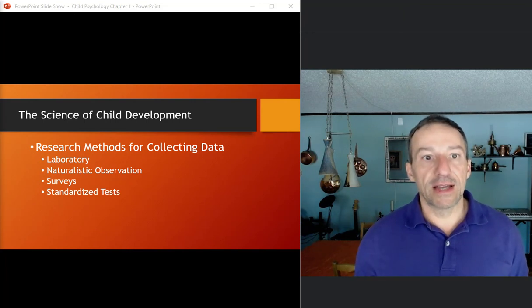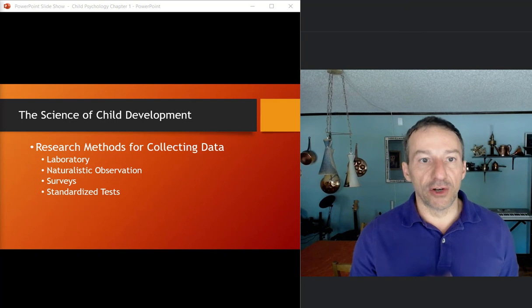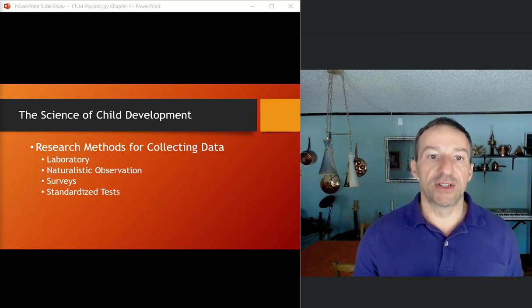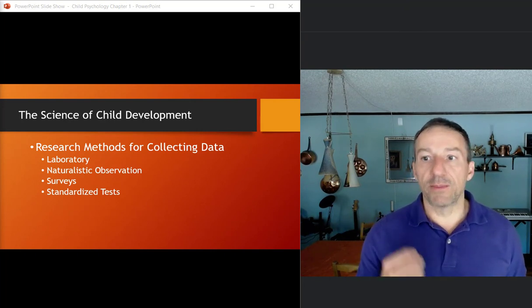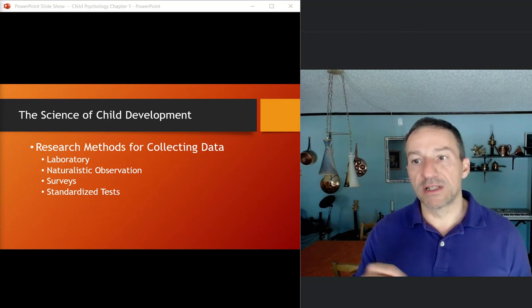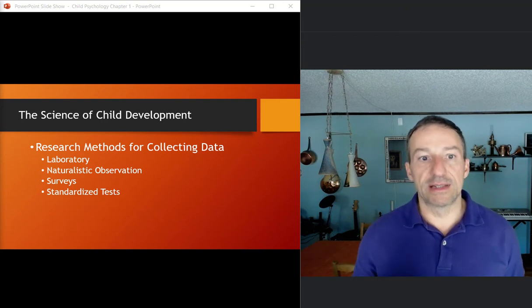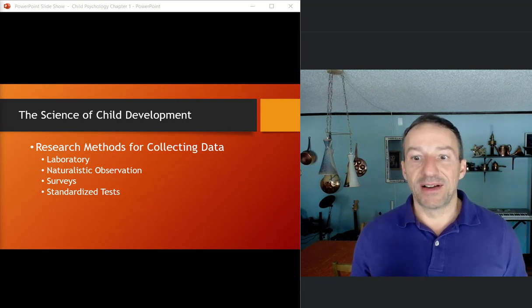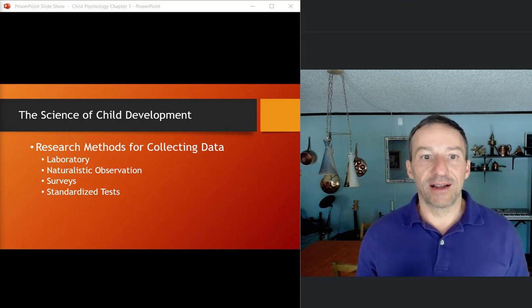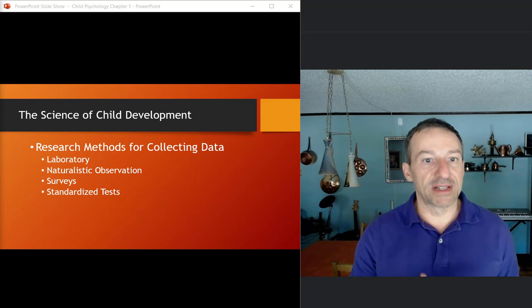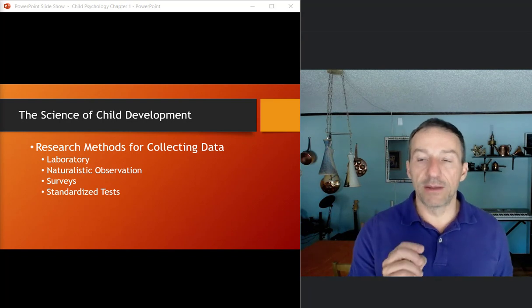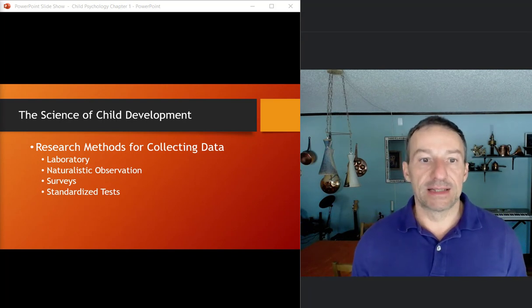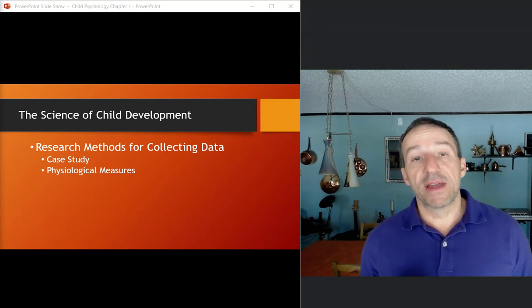And then standardized tests. This is another way. It's a uniform procedure for administration and scoring. And you can compare someone's performance to someone else's performance by doing these standardized tests. They do not always predict behavior in a non-test situation. There's a lot of variability in personality and intelligence that's maybe not going to be picked up on a standardized test.